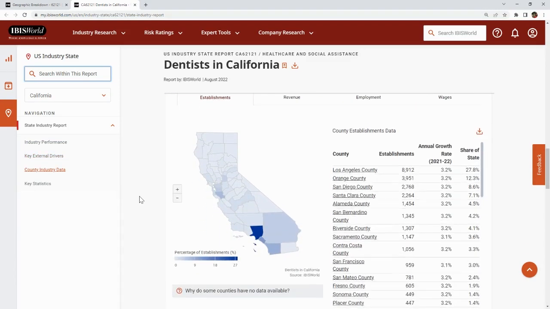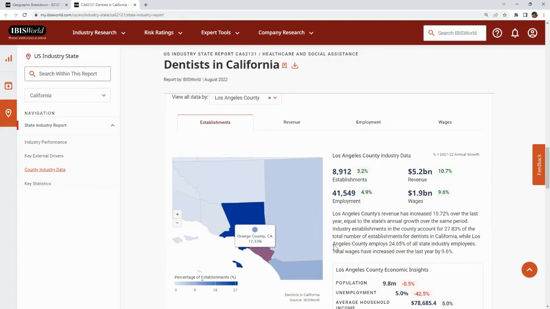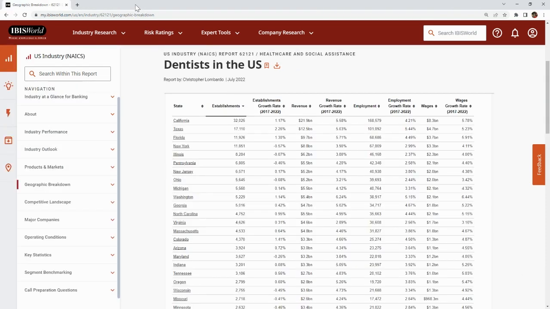But what I really love about this is just this ability to select a specific county here within the state. And you'll see what happens when I click on a county. It pops up all the relevant data for that county specifically. So it just allows you to get an even more granular look than ever before. And again, that's our state industry report collection. Let's go back to the main report now.